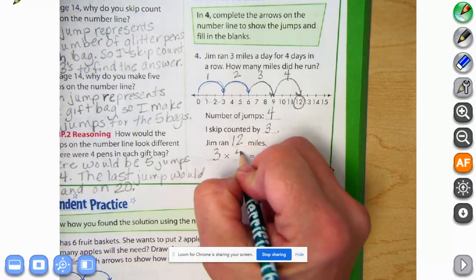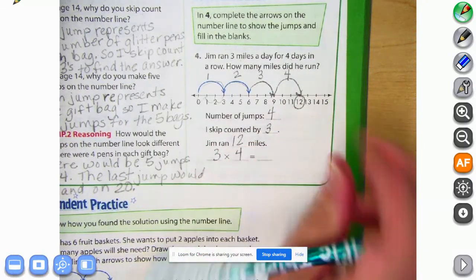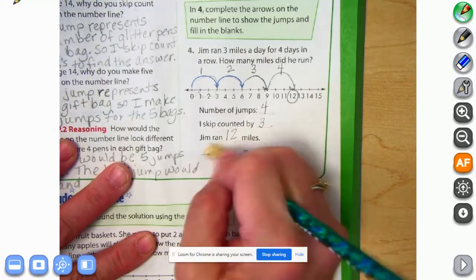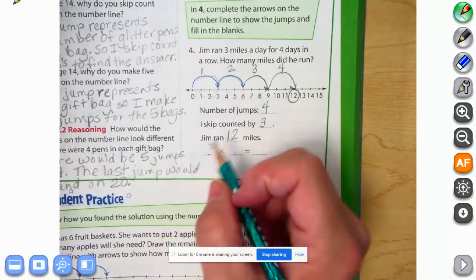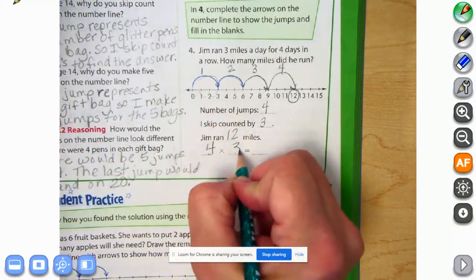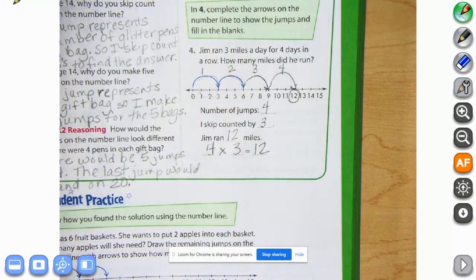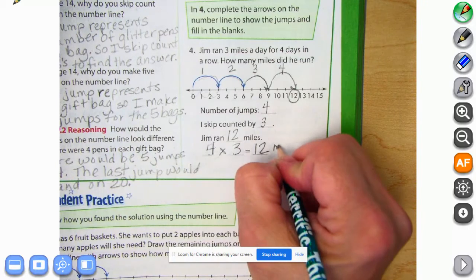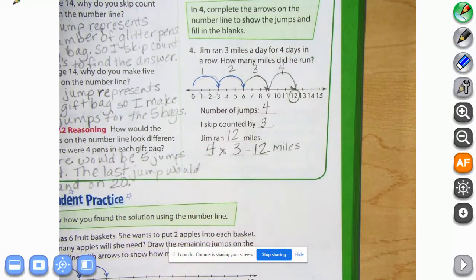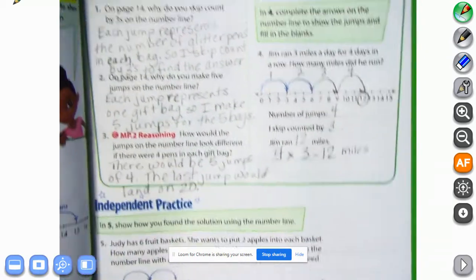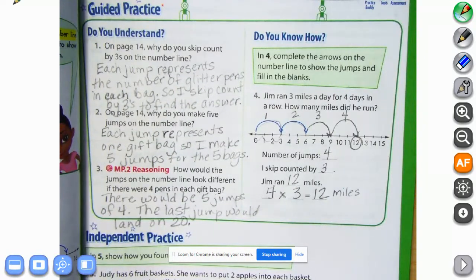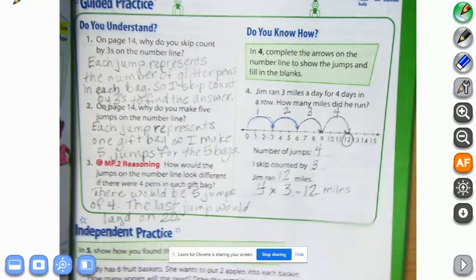3 groups of 4. Oopsie, let me erase that. Oopsie. 4 groups of 3, because it was 4 days, equals 12. 12 miles. Okay, so make sure you pause and get everything that I have down here. That will help you when you do your homework. You can look back at it.